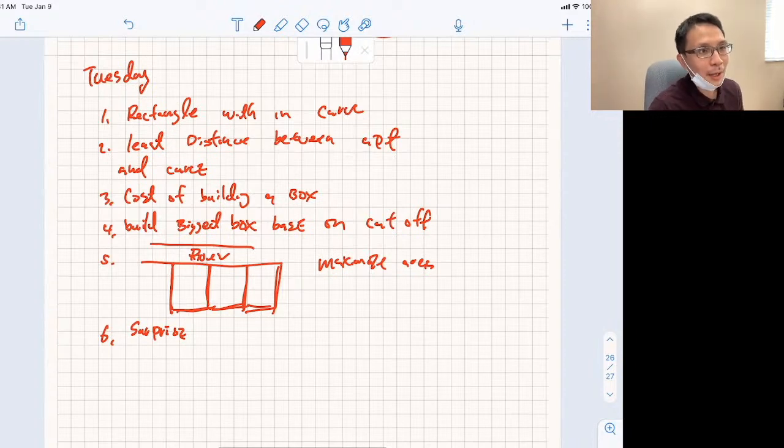All right, so you're going to have a rectangle within a curve, a least distance, and the cost of building a box. Those are very straightforward questions, not very difficult. You have a pig pen question, and then a surprise question. The surprise question is kind of intuitive: either you can get it, or you don't know how to start at all, and that's why I call it a surprise. A lot of times on the AP exam, you have to be able to handle what is thrown at you. So that question is going to be completely different from a lot of the questions I give.